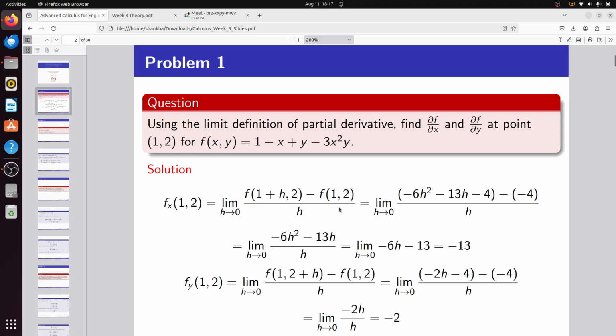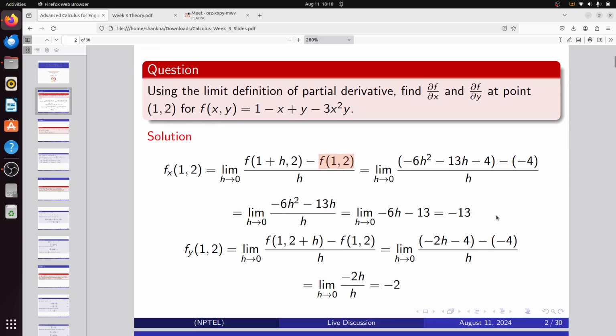Now you need to find f of (1, 2). Instead of x put 1, and instead of y put 2. So f of (1, 2) will be 1 minus 1 plus 2 minus 3 into 1 square into 2. So 1 minus 1 is 0, y is 2, and minus 3 into 1 square into 2 means minus 6. So 2 minus 6 gives you minus 4. So that is minus 6h square minus 13h minus 4 minus of minus 4, right?